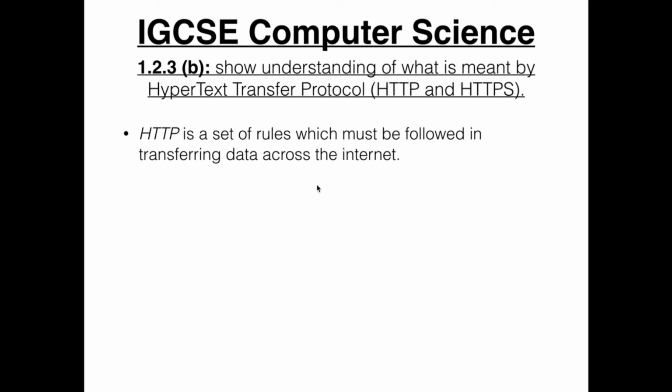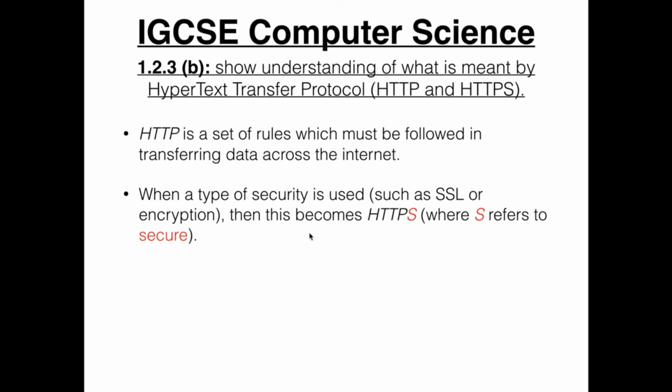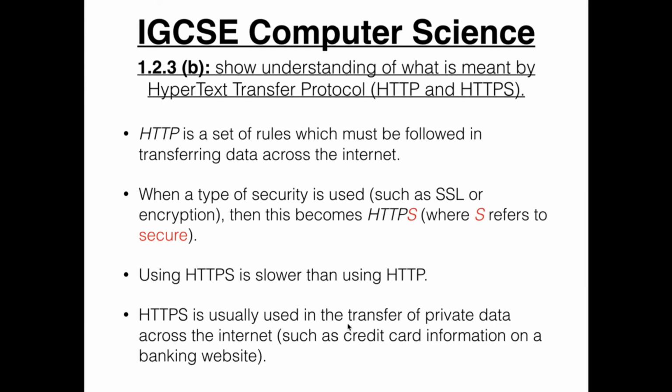HTTP is a set of rules which must be followed in transferring data across the internet. When a type of security is used, such as SSL, or encryption of some sort, this becomes HTTPS, where S refers to secure: HyperText Transfer Protocol Secure. But using HTTPS is slower than using HTTP. HTTPS is usually used in the transfer of private data across the internet, such as credit card numbers on a banking website, for example.